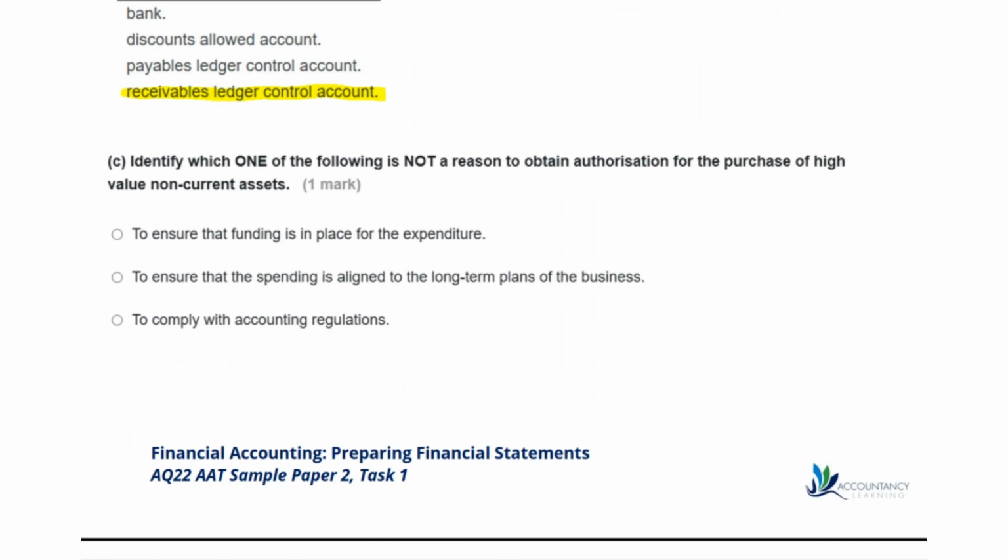To get authorization, it means that we are going to be checked that there is funding in place for it. So are we actually expecting to buy this? Have we budgeted for it? Is that spending aligned to the long-term plans of the business? Do we know that what we're buying is going to help us, or we believe it's going to help us increase our revenue going forwards? So both of the top two are reasons, and the bottom one, to comply with accounting regulations, is not a reason. It's not about the accounting regulations or rules of any sort.